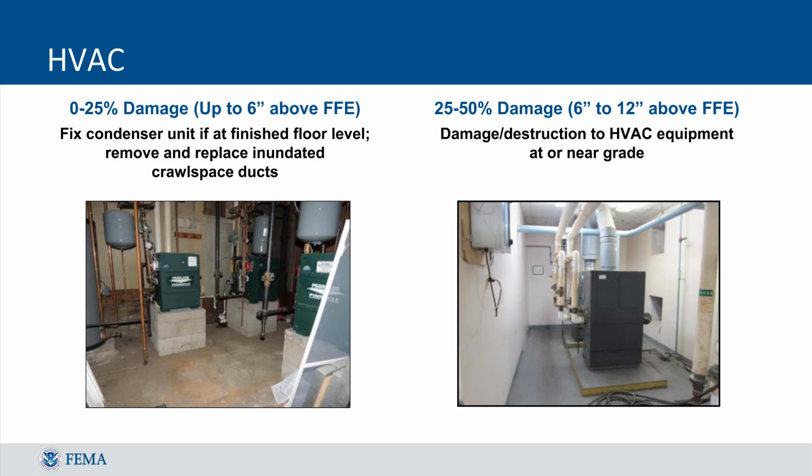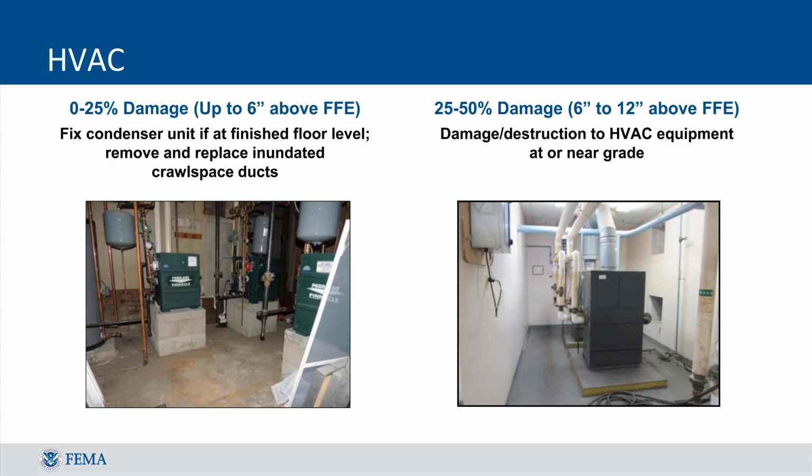HVAC systems that have been damaged in the 0 to 25% range generally have only minor damage to certain components or potentially to a few ducts. There would likely not be much damage to boilers, furnaces, or condensers in this range. The photo on the left shows a structure that experienced significant flooding, but all major components have been elevated above the flood level, so while there was other damage to the structure, the HVAC system suffered no damage.